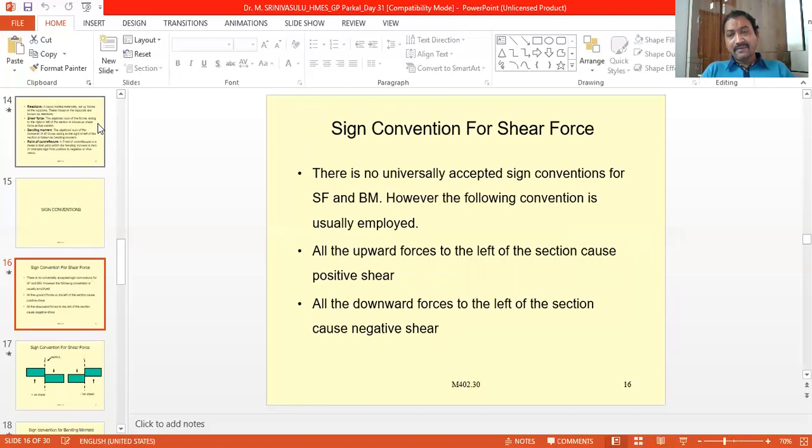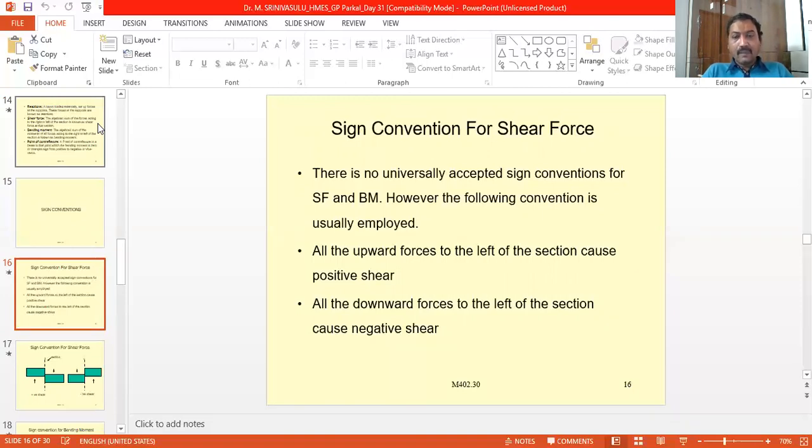Generally, different books may follow different conventions. Suppose some author takes it as positive, some other author may take it as negative. However, the amount of bending moment or shear force acting will be the same, but the sign may be different. However, the following standard sign conventions are generally used, which we will discuss here.